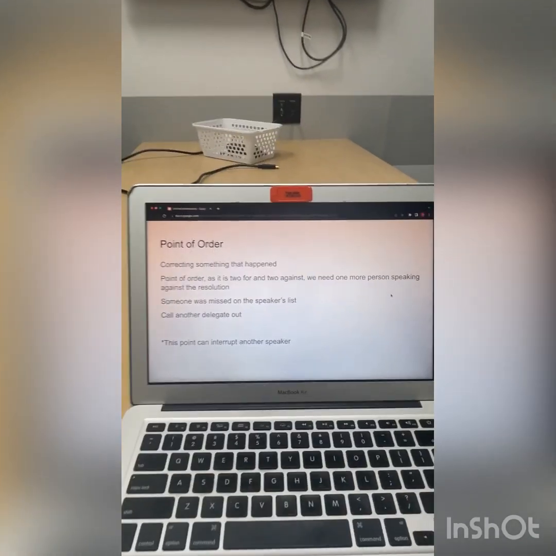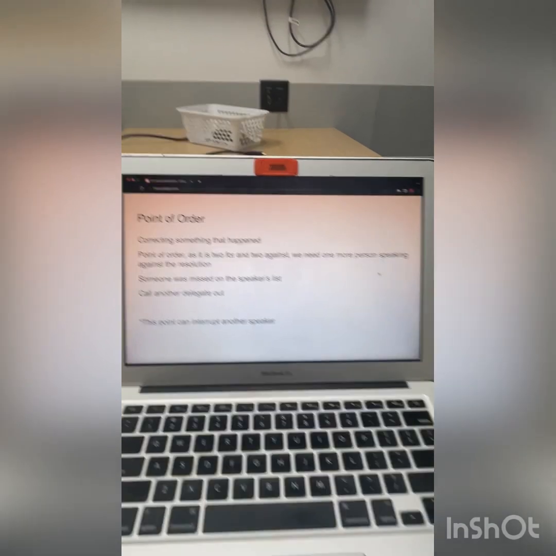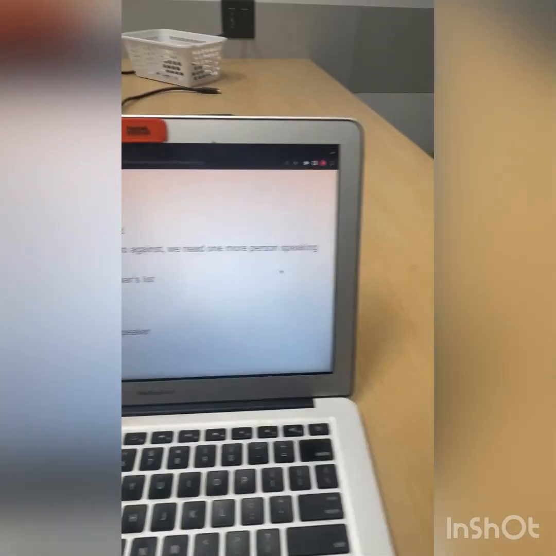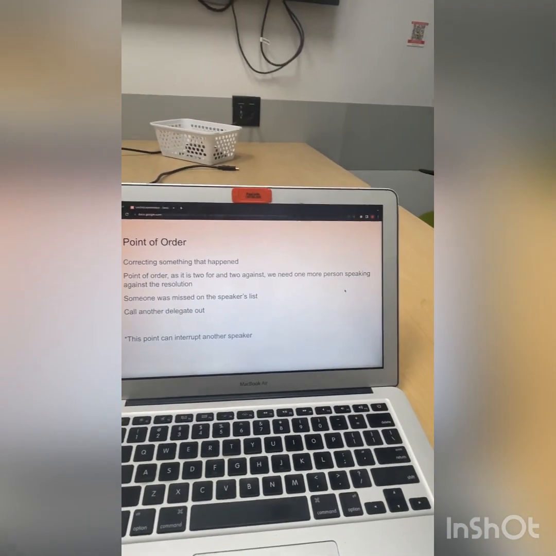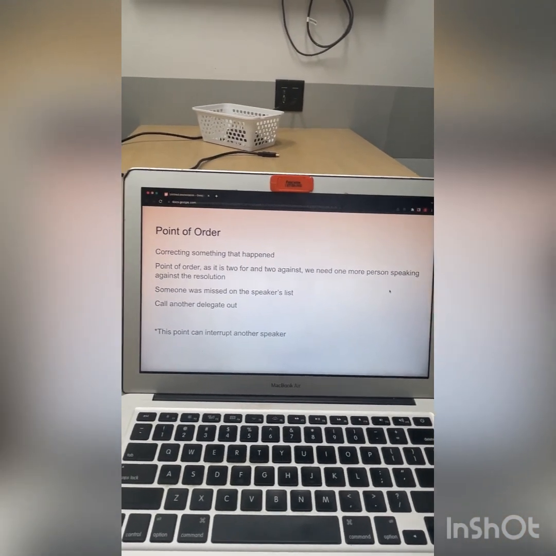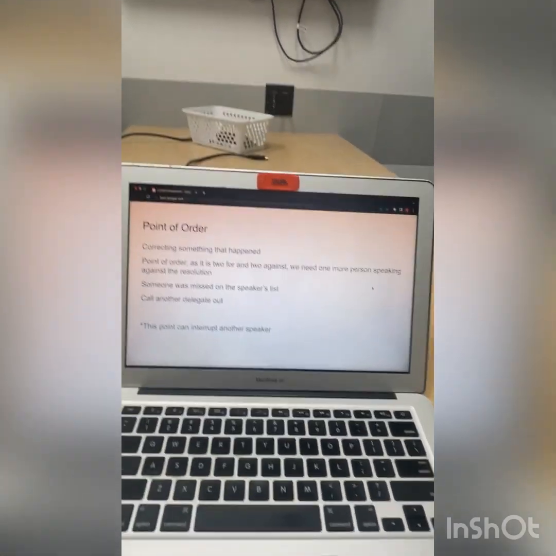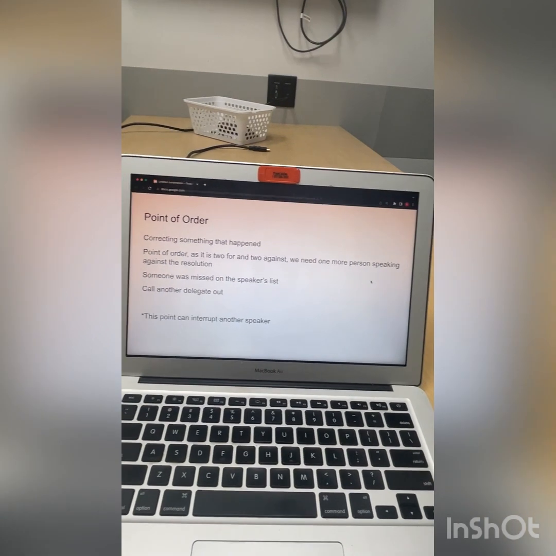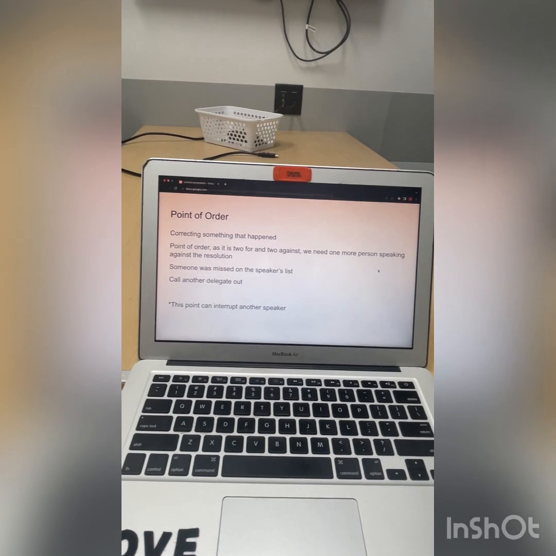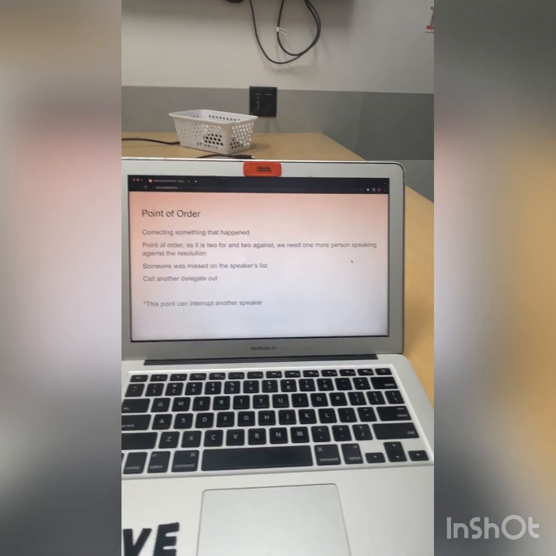So, points of orders. So this is to help correct something that happened. So, say for example, there's 2 for and 2 against, which we will go over during the next meeting, but you need 2 people who are for the motion and for the resolution, and 2 people who are against that. If you only have 2 people for the resolution and 1 person against, you'll need another person. And so you have to call the chair out and tell them, hey, we need another person to make sure that this is going well, or that we can't actually do this action.